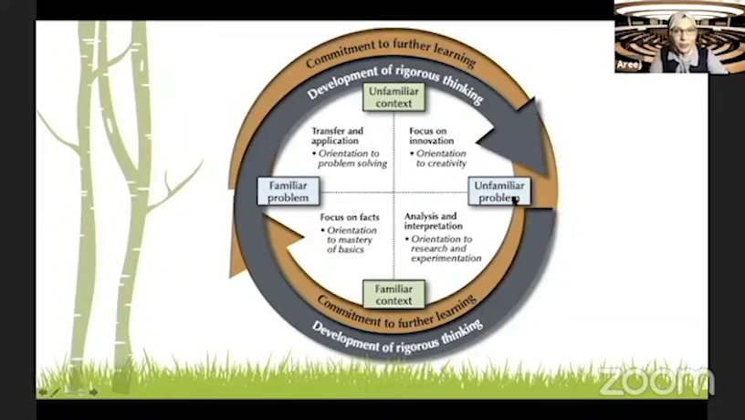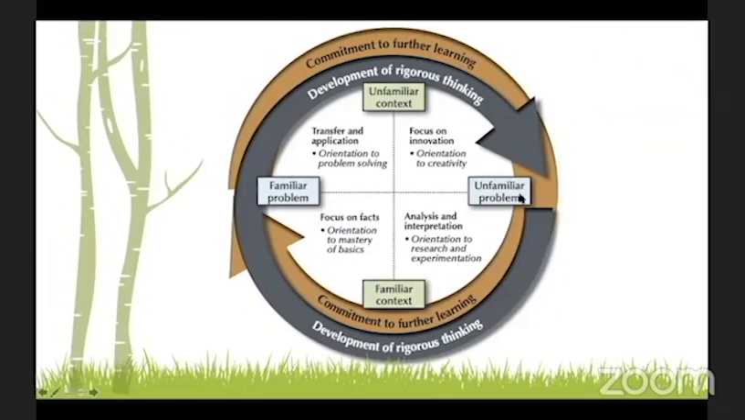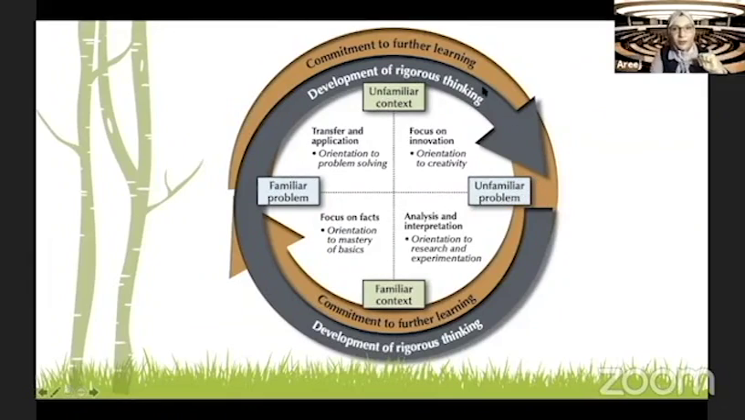If they have an unfamiliar problem in a familiar context, they will start to go through some cognitive levels in analyzing and interpretation. If they have a familiar problem in an unfamiliar context, that means they start here to go through the transformation process where they transfer what they have learned and apply it in a new situation. If they have the unfamiliar or ill-structured problem in an unfamiliar context, here we reach creativity. Here we focus on innovation, new ways of solving problems, and new ideas.